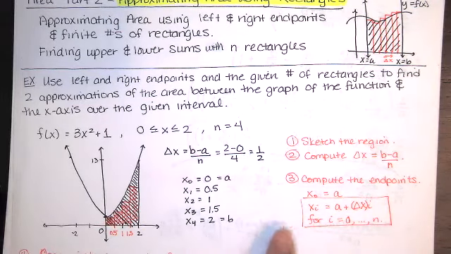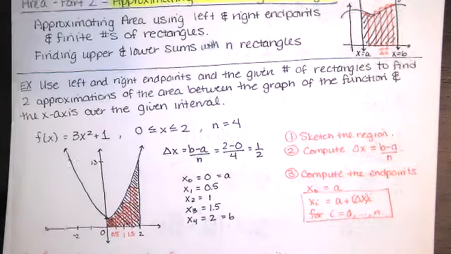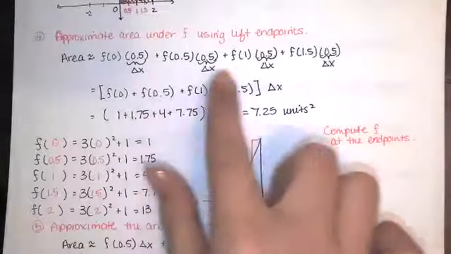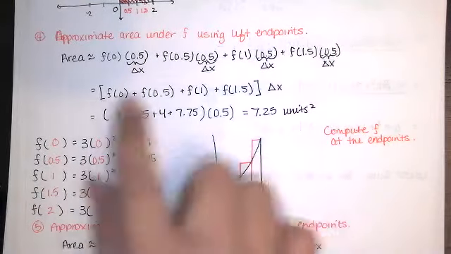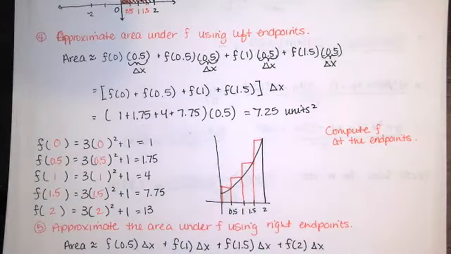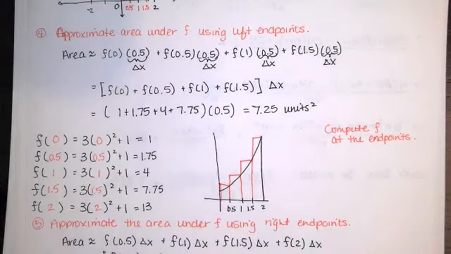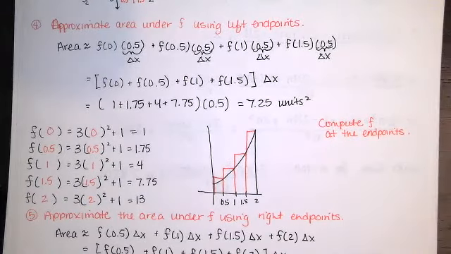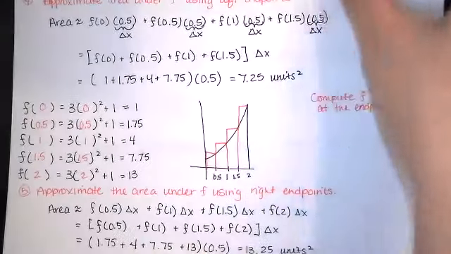And then the left endpoints just come from using x sub 0 all the way through x sub n minus 1. The right endpoints come from using x sub 1 all the way through x sub n. And you just find areas of rectangles, length times width, length times width, length times width, all the way across. Add those together, multiply by the widths, and you get an approximation for area. Use the left endpoints on one of them and the right endpoints on the other. If the function's increasing or decreasing, one of those will be an overestimate and the other one will be an underestimate.